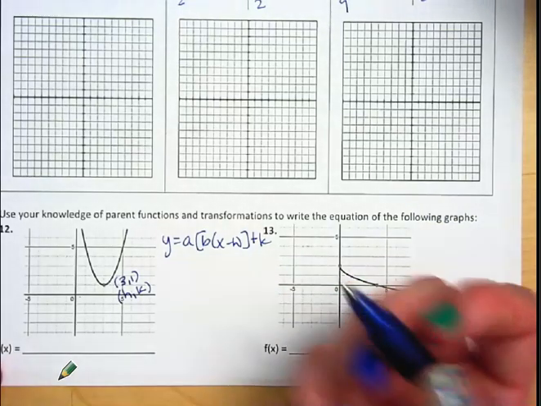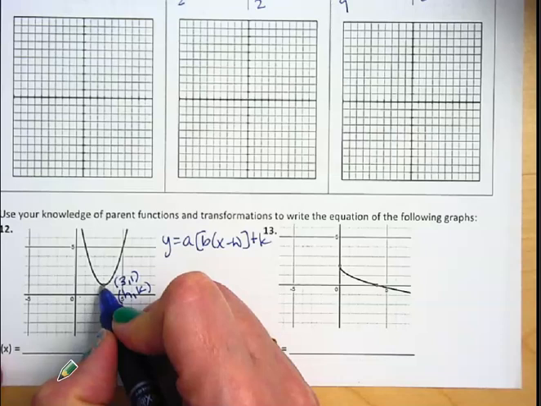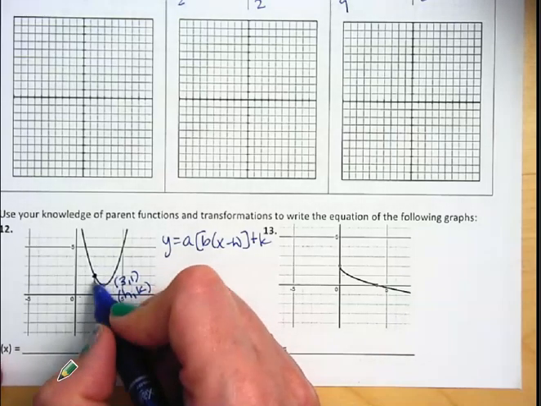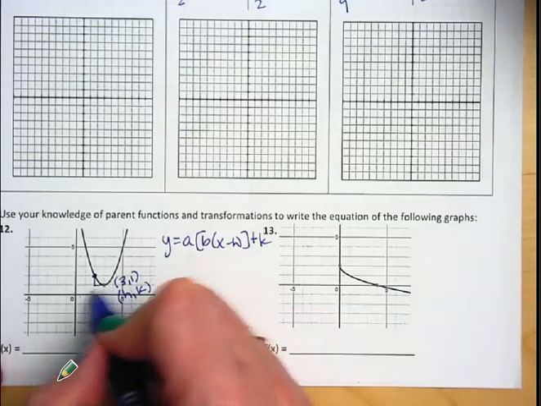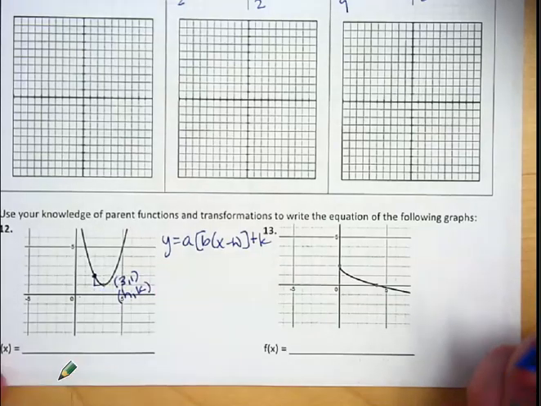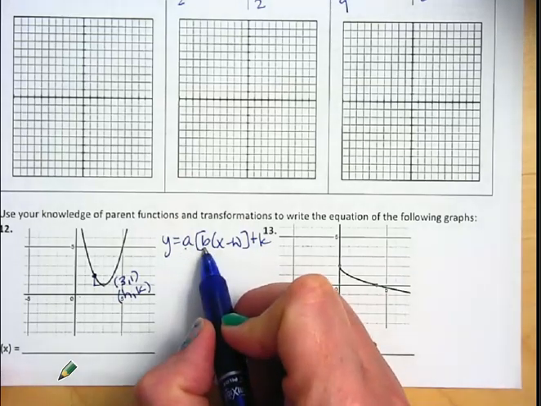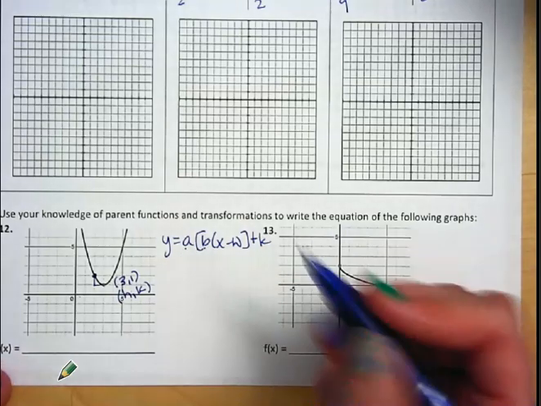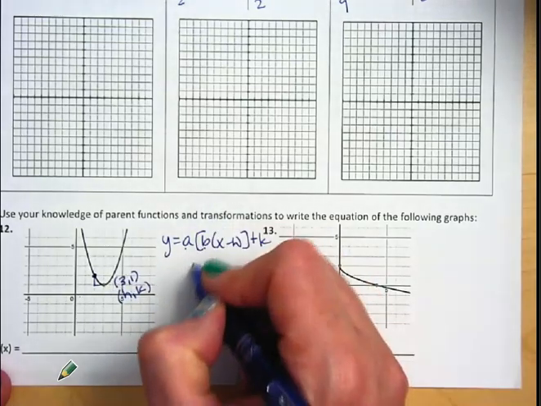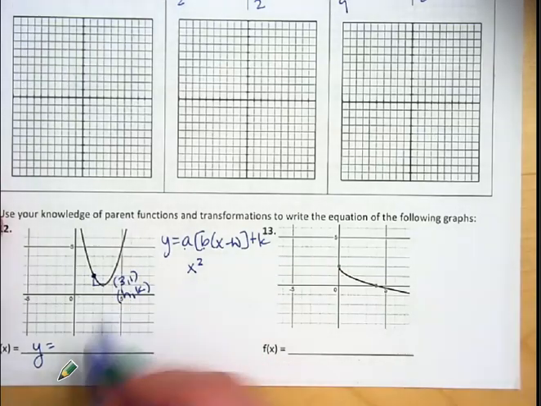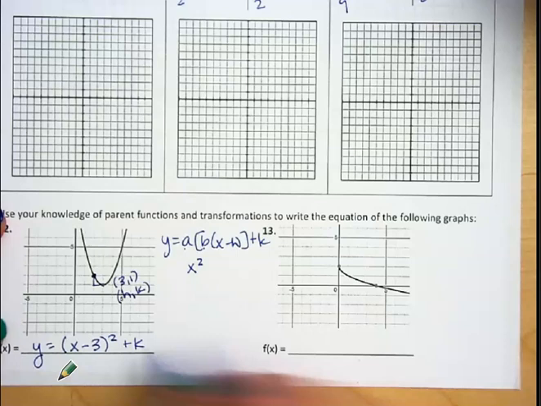And then I'm going to look for a vertical stretch. Since I can go over 1, up 1, and land on the graph, my y values and my x values were not changed or multiplied by anything. So I know that I don't have an A or a B besides just being 1. And the original function is an x squared. So here's how I put all that together. X minus 3 in parentheses squared plus k.